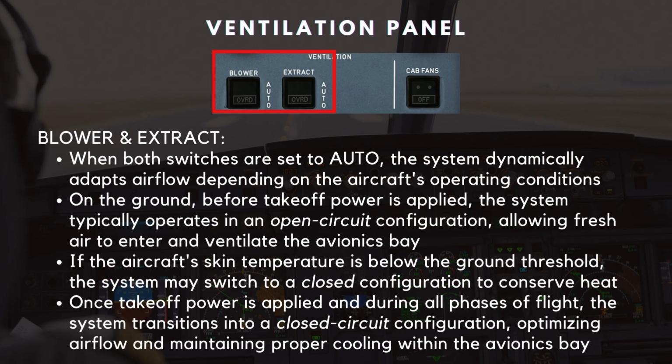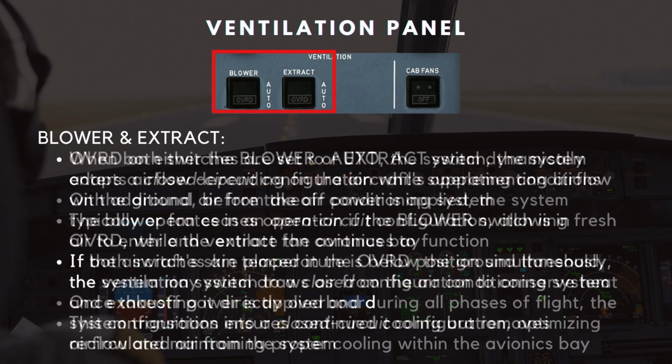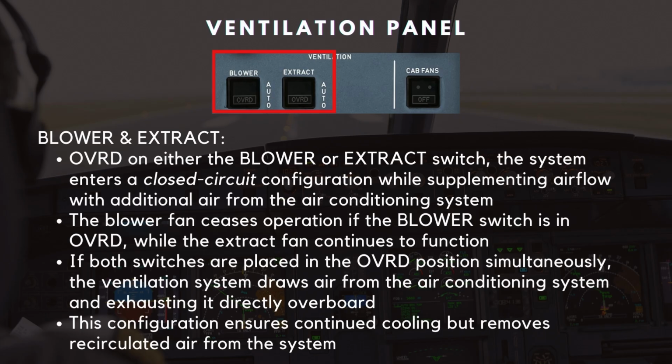However, if the aircraft's skin temperature is below the ground threshold, the system may switch to a closed configuration to conserve heat. Once takeoff power is applied and during all phases of flight, the system transitions into a closed circuit configuration, optimizing airflow and maintaining proper cooling within the avionics bay. If a pilot selects override on either the blower or extract switch, the system enters a closed circuit configuration while supplementing airflow with additional air from the air conditioning system. In this scenario, the blower fan ceases operation if the blower switch is in override, while the extract fan continues to function.